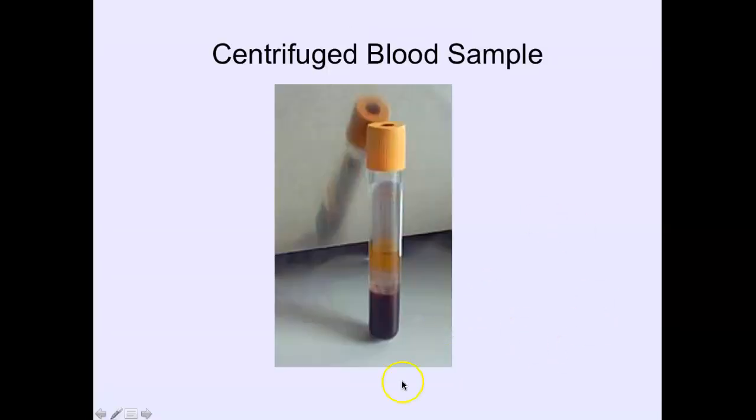This is an actual image of our centrifuged blood, which is pretty cool. So we have our hematocrit down here, we have our buffy coat in the middle, and then we have our plasma with our dissolved nutrients and hormones and proteins and all that stuff up there.